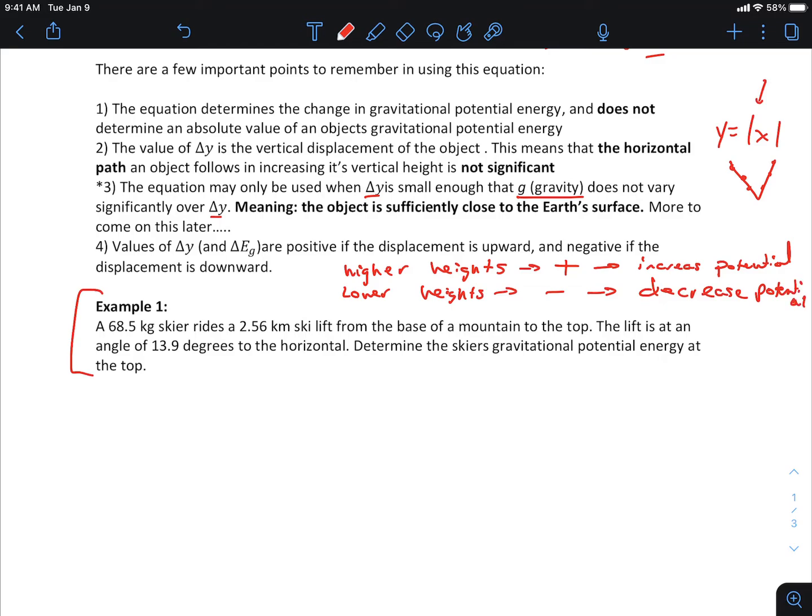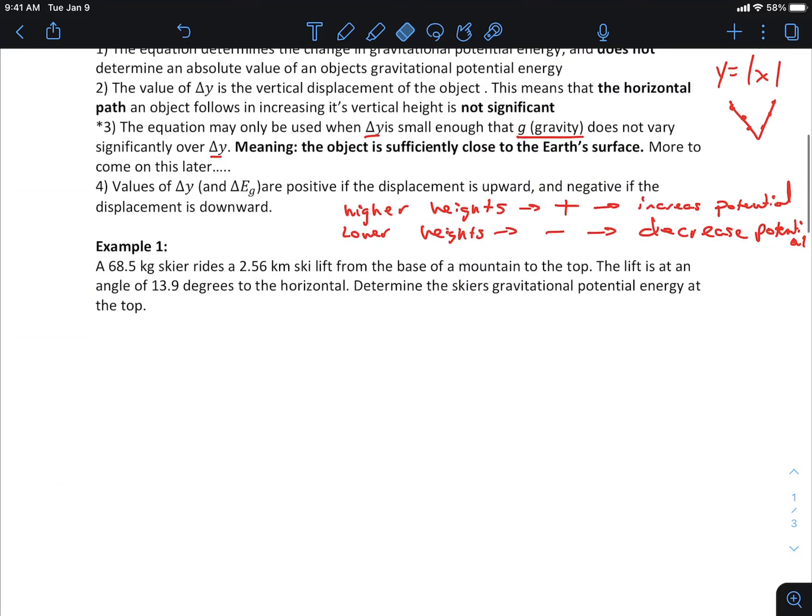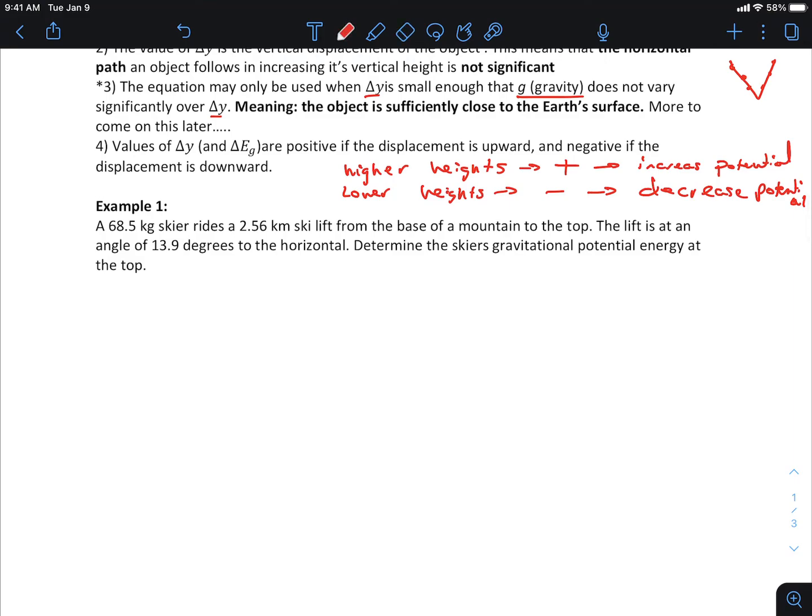So, I started with a harder question. I don't know why, but I started with a harder question relative to the second one. The second one's a little bit easier. So we've got our typical inclined plane, because we've seen lots of this with the forces. We've got a 68.5 kilogram skier who rides a 2.5 kilometer ski lift from the base of the mountain to the top. The lift is at an angle of 13.9 degrees to the horizontal. We want to determine what the skier's gravitational potential energy is at the top.